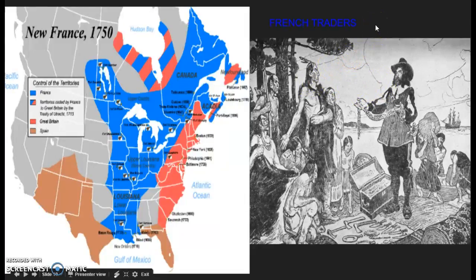So the French come in smaller numbers. They're traders. They're beaver traders. They're more friendly, cooperative, balanced relationship with the native peoples. And when we get to this period that's actually on the map, 1750, 1754 is the outbreak of the French and Indian War. The French and the Indians are allies together.